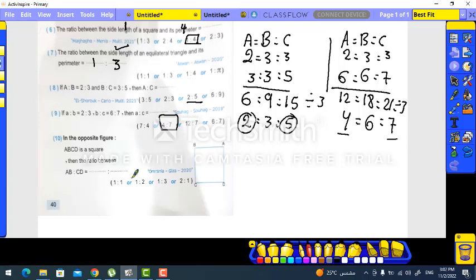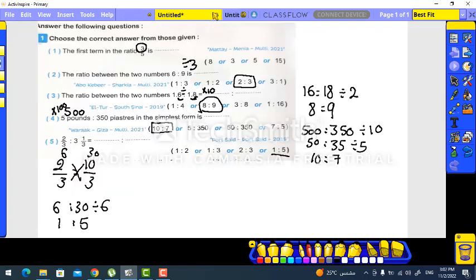At the last question, ABCD is a square, then the ratio between AB and CD. Okay, as we know, AB equals CD, all the sides are equal in square. So if we suppose that AB equal 5 centimeter, for example, so CD equal 5 centimeters, then the ratio between them 5 to 5. Divide by 5, yes, it will be 1 to 1. Even if this number 6 and 6 is the same, divide by 6, so it will be again 1 to 1 because they are equal in length.